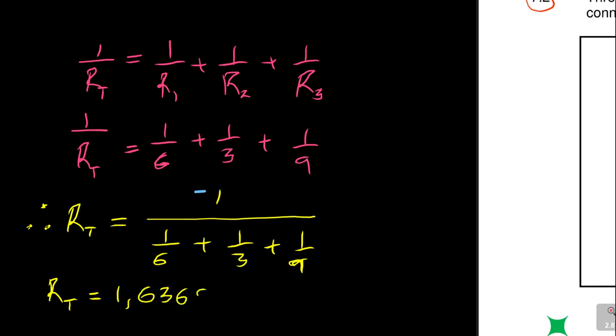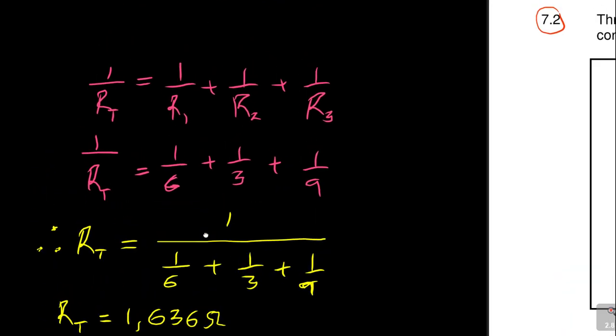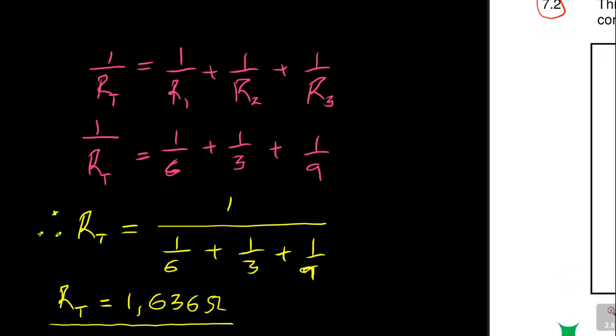1.636. Now don't forget the unit is ohms. Are you with me? So that is the part that you need to be very, very aware of. That is not a negative sign. I don't want to call it RT actually, because it will confuse with total current. Let's call it R parallel. Let's use P here. Where there is T, let me use P. Alright, so for parallel.